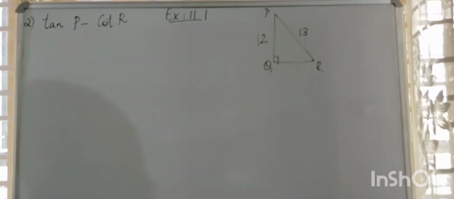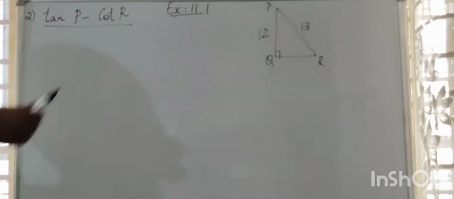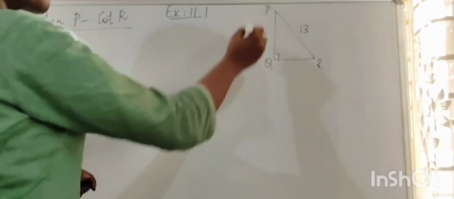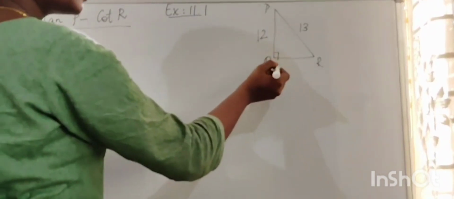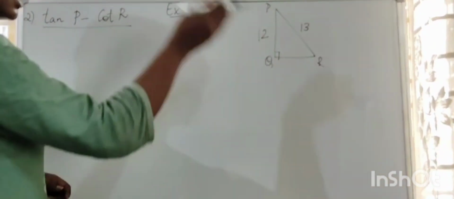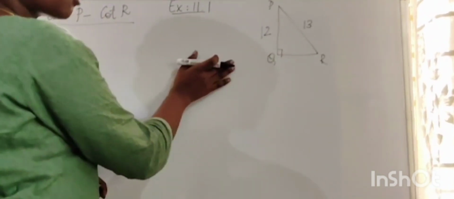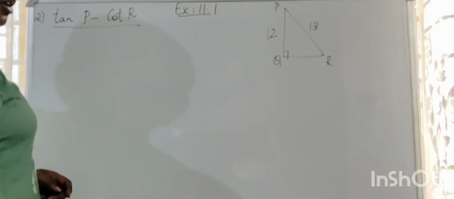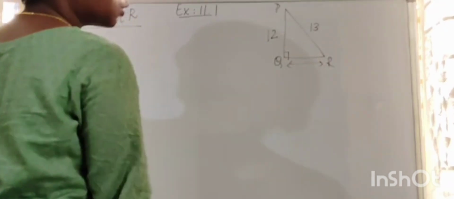Second question says that in the given figure, find tan P minus cot R. So now they have given a diagram, a right angle triangle, where the PQ value is 12 centimeter, PR value is 13 centimeter, and QR value we don't know. Similarly, as we found out a side in the first question, we will be using Pythagoras formula for finding out this value, and then we will find out tan P and cot R. Now, our first step is to find out what is the value of this QR.